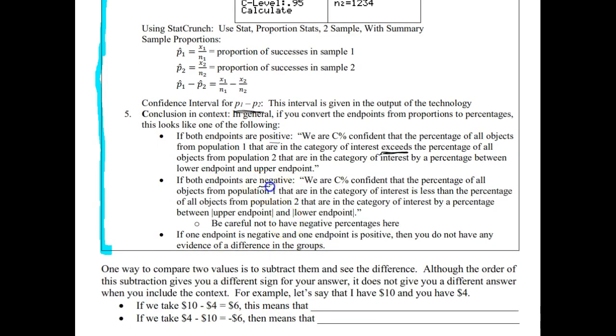And if both the endpoints are negative, then we're going to say that we are C% confident that the percentage of all objects from population 1 in the category of interest is less than the percentage of all objects from population 2 that are in the category of interest by a percentage between, and these are absolute values here, the upper endpoint and lower endpoint in absolute value. That's just to make sure that we don't have any negative percentages here. The less than already takes care of the fact that we got the negative values. But if one endpoint ends up negative and one endpoint is positive, that means that we don't have any evidence of a difference between the groups.